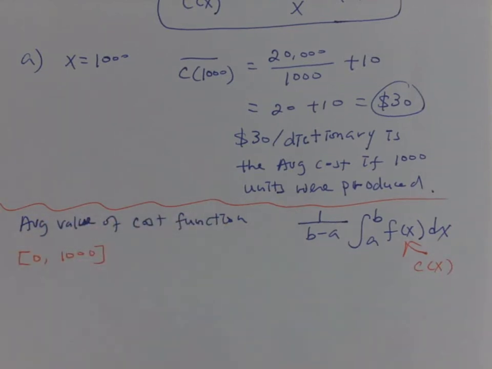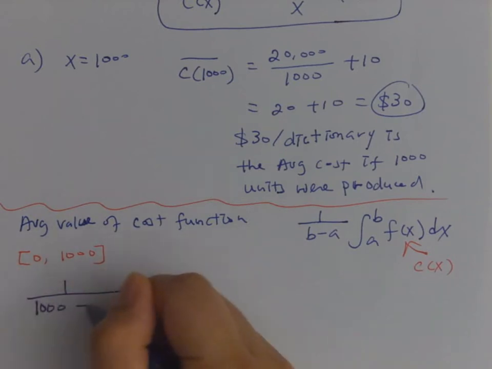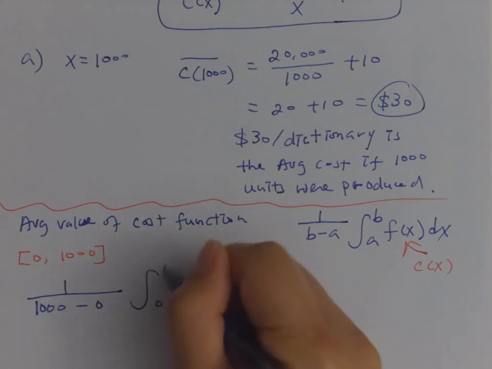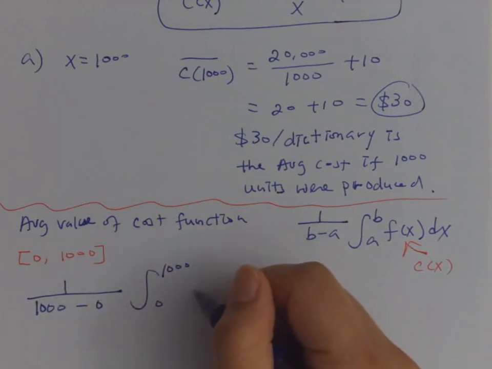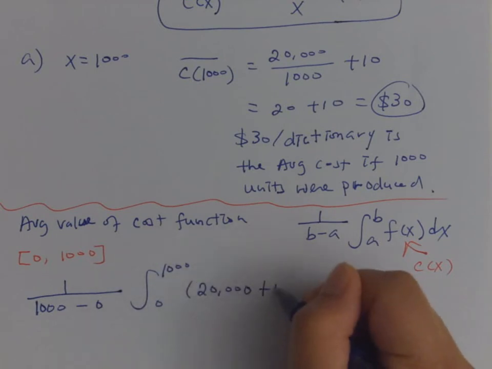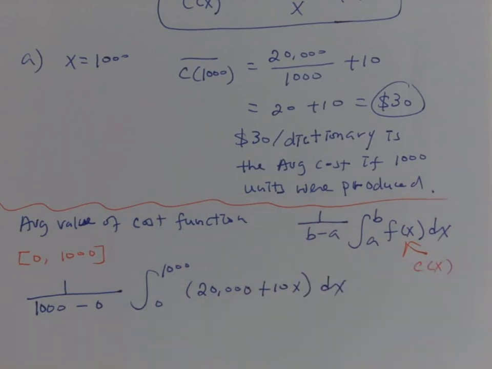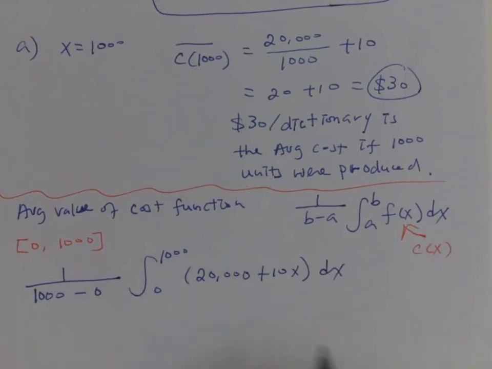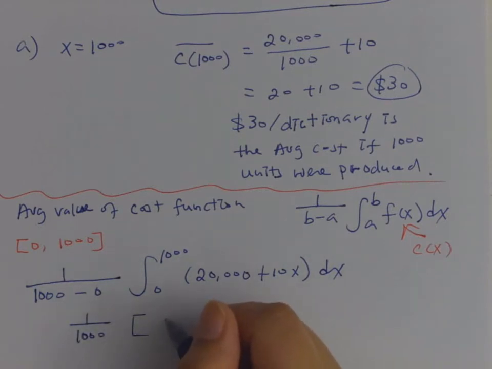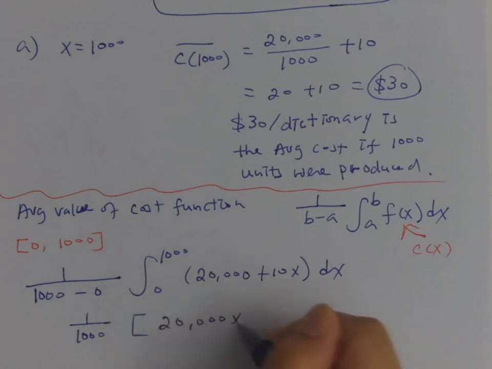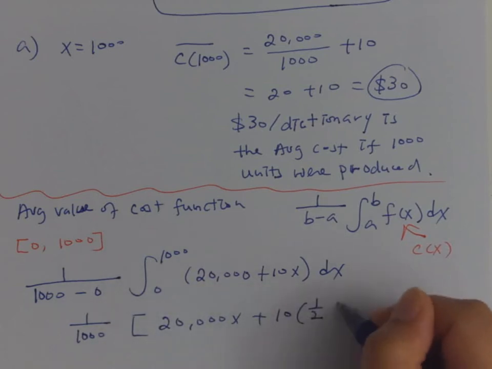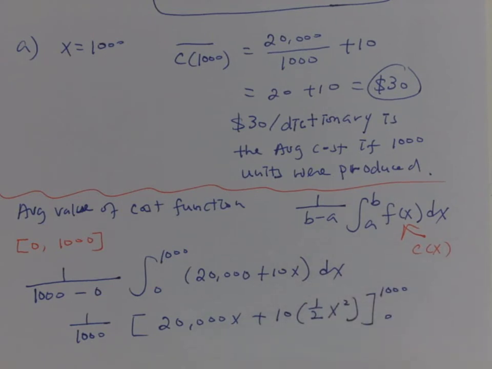Okay, so let's plug it in. We got 1 over, your upper limit is 1,000, the lower limit is 0, right? And then 0 to 1,000, take the integral of the cost function, which is 20,000 plus 10x dx. Alright, so I think we're ready to take the integral. This is 1 over 1,000, and taking the integral, that would be 20,000x plus 10 times 1/2 x squared, right? And that would be from 0 to 1,000.